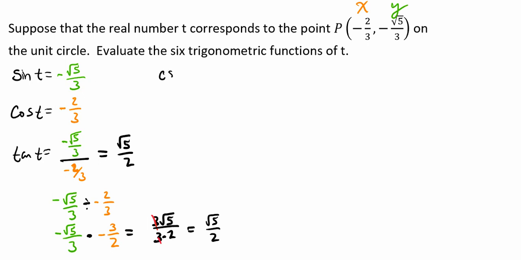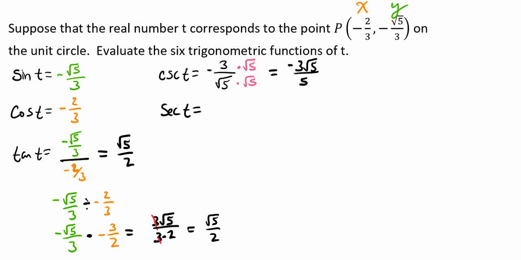So next, in order to do our cosecant of t, we're going to take our y value, or our sine of t, and find its reciprocal. So -3 over radical 5. And from here, we're going to rationalize our denominator. And that's going to give us -3 radical 5 over 5.